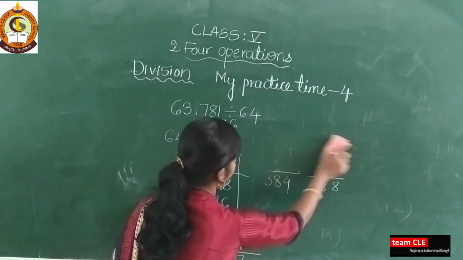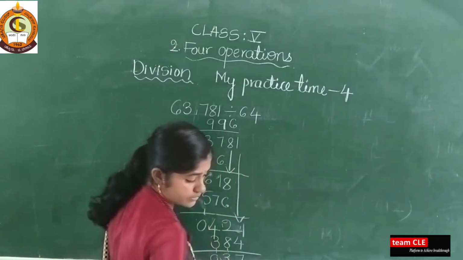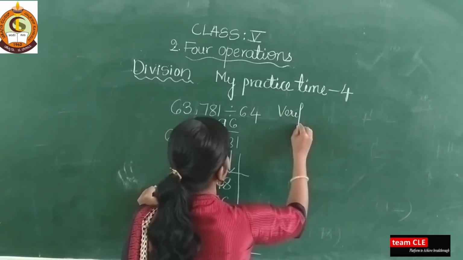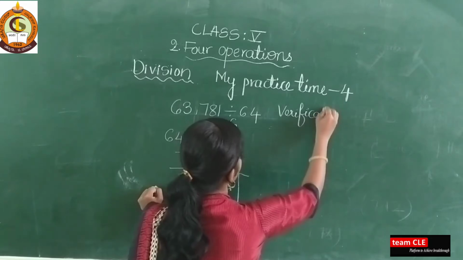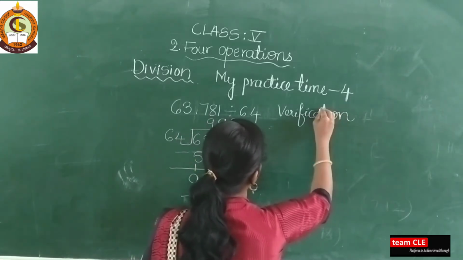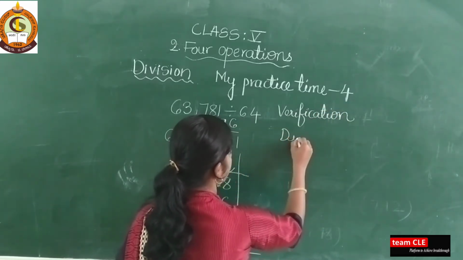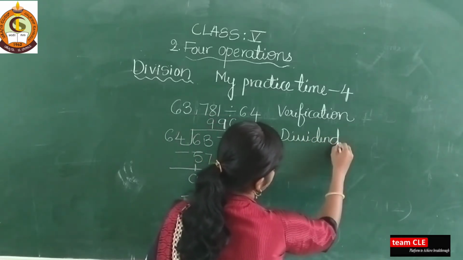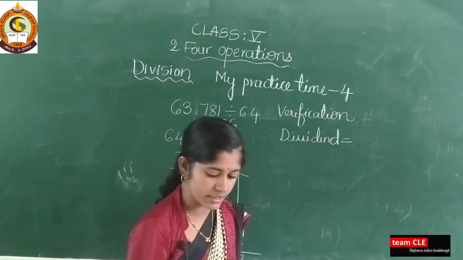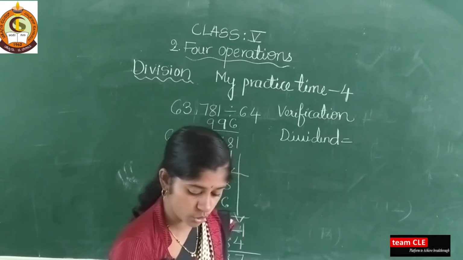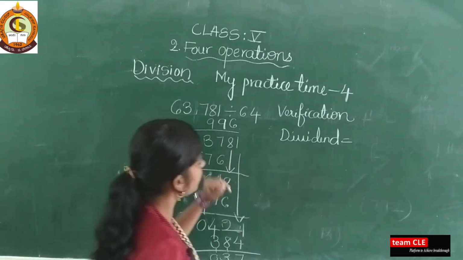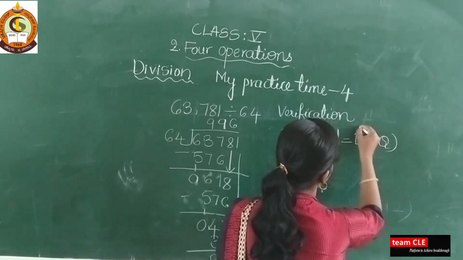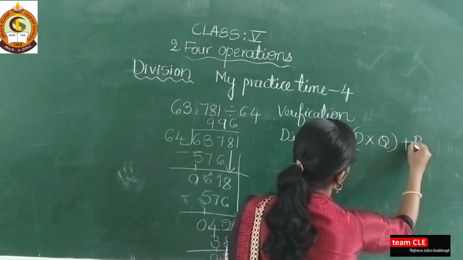But again one step is there here, that is verification. Okay, so here you write: dividend is equal to divisor into quotient plus remainder.